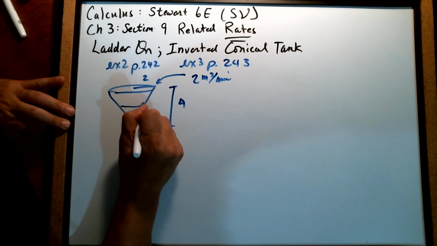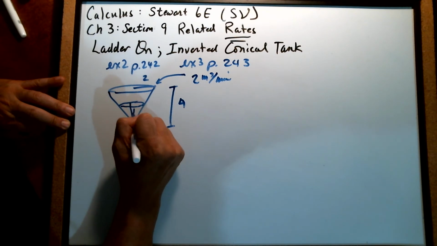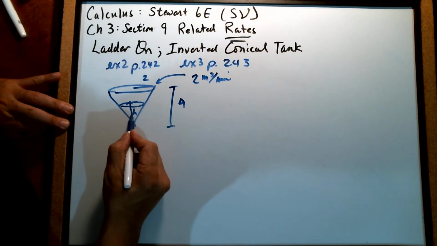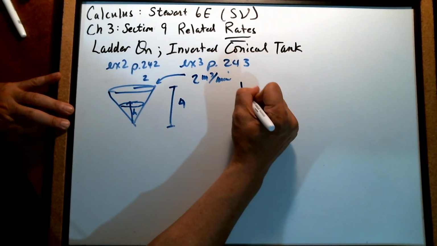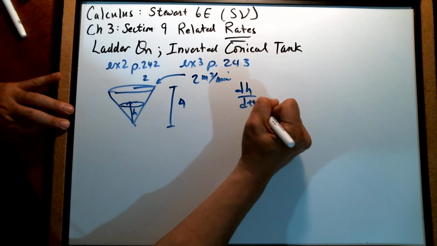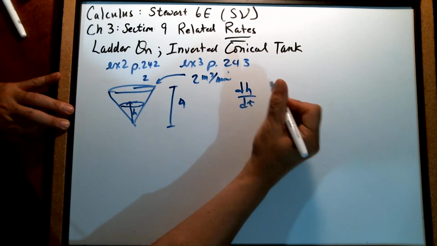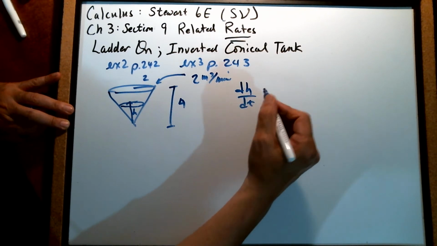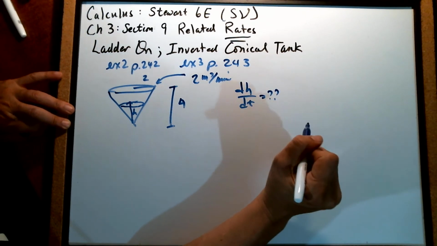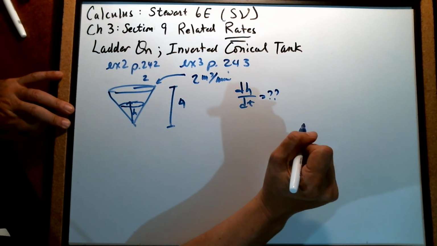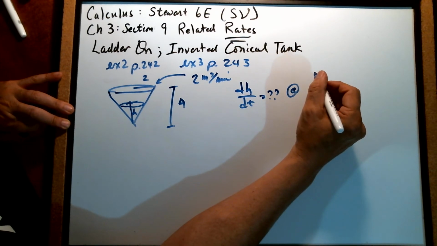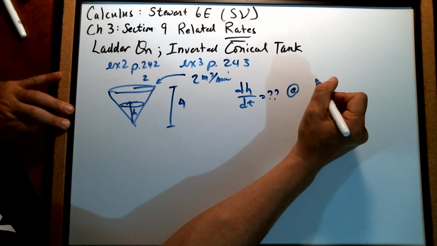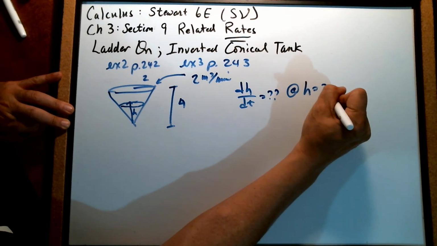So as the water gets pumped in, that's your height, right? The height is going to go up. So when it says the water is rising, you're looking for dh/dt, the change in height with respect to time. That's what you're looking for, when the water is 3 meters deep. So where's my meters? At h equals 3.